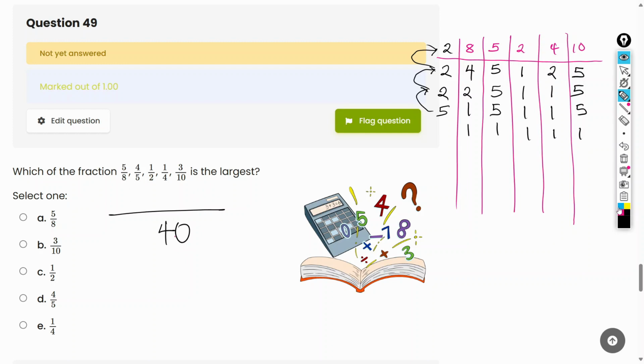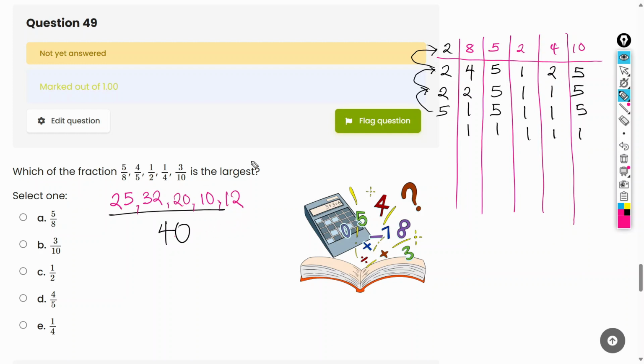8 into 40 is 5. 5 times 5 is 25. 5 into 40 is 8. 8 times 4 is 32. 2 into 40 is 20. 20 times 1 is 20. 4 into 40 is 10. 10 times 1 is 10. 10 into 40 is 4. 4 times 3 is 12.